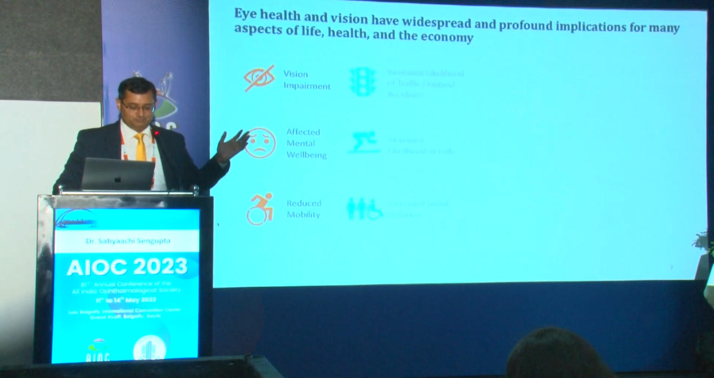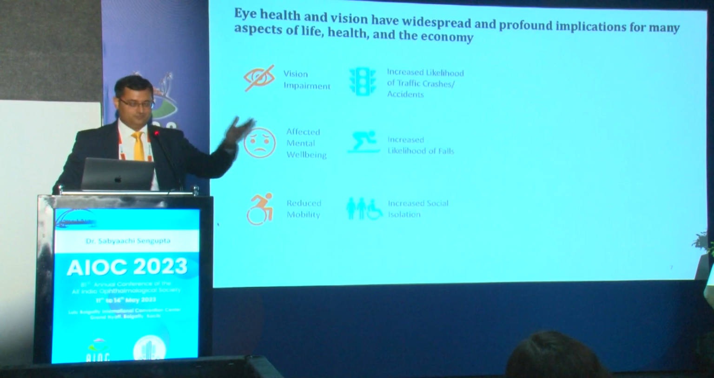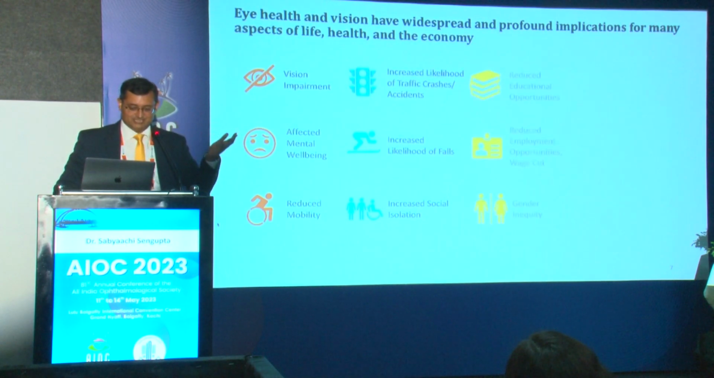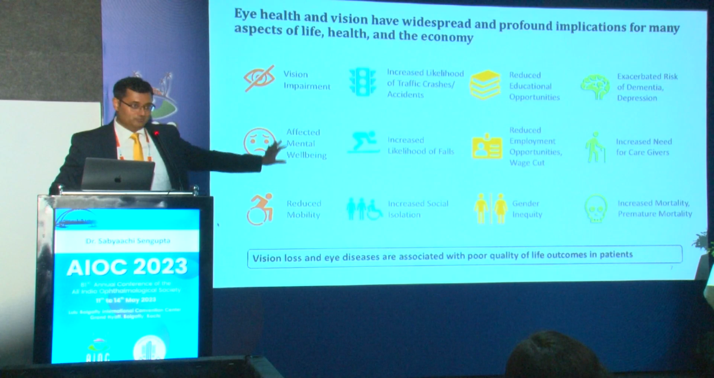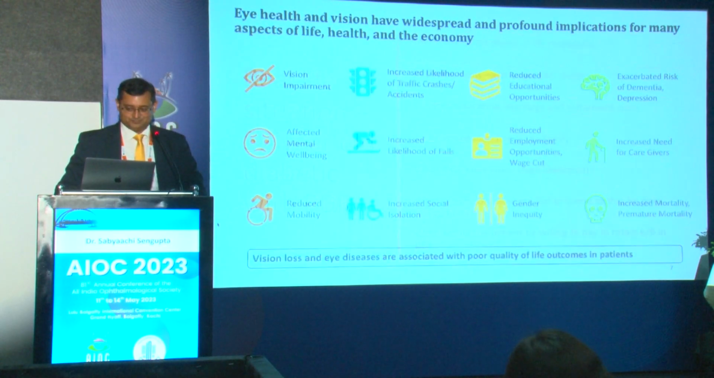Vision impairment leads to increased likelihood of falls and accidents. There are reduced educational opportunities for the patient. If somebody is a sole breadwinner, it really starts affecting everybody. There's a lot of gender inequity as well. It can lead to depression. So we've heard all of these terminologies in the previous presentations.